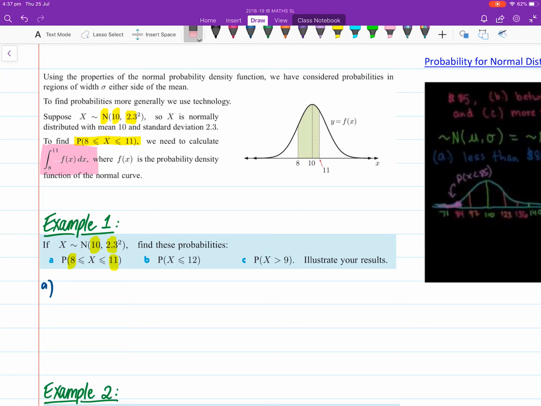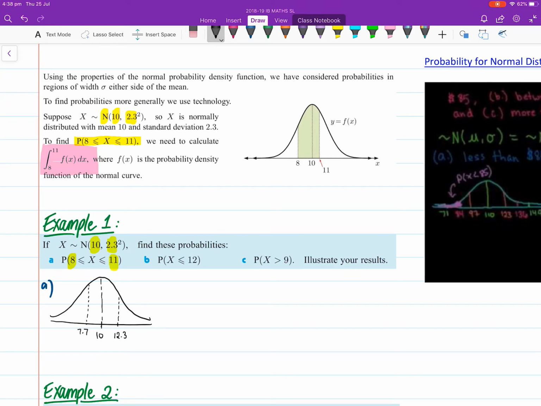Between 8 and 11. So I might just do a rough little sketch so then you can visualize what this is talking about. So let's do a little sketch. There's my mean, 10. Standard deviation is 2.3. So the next sigma going along here will be 12.3. And if I take away 2.3 this way, what will that be? 7.7.